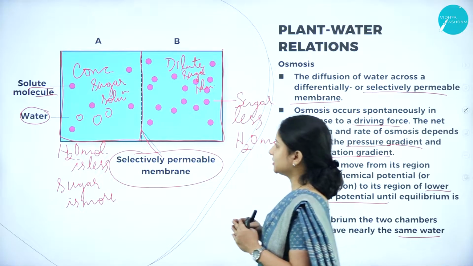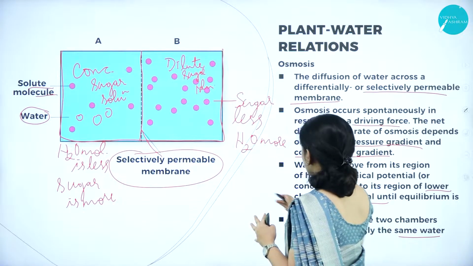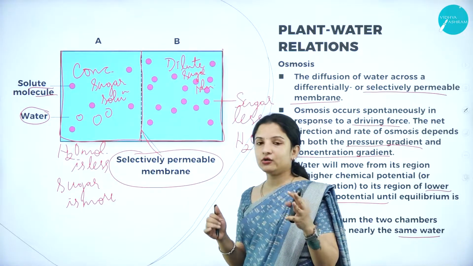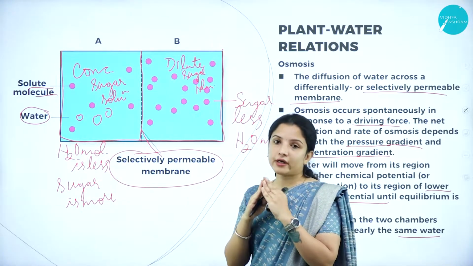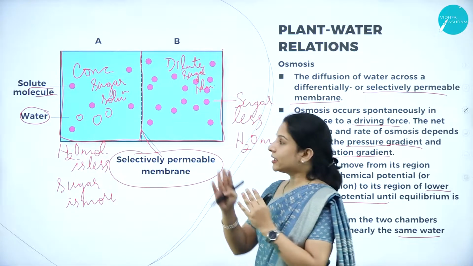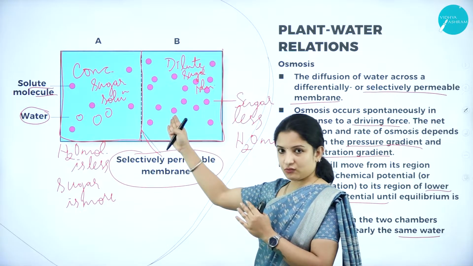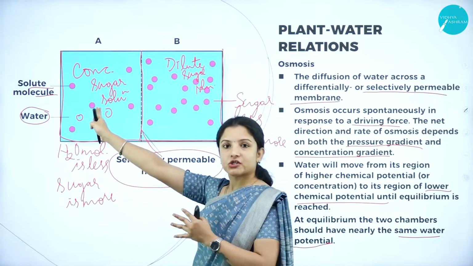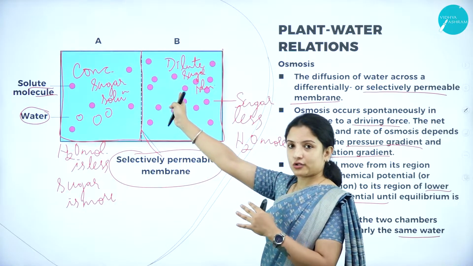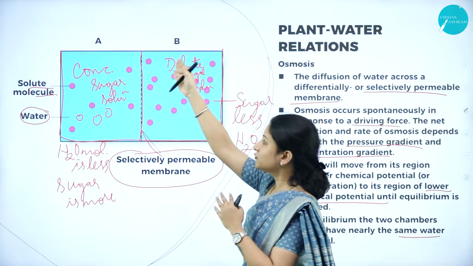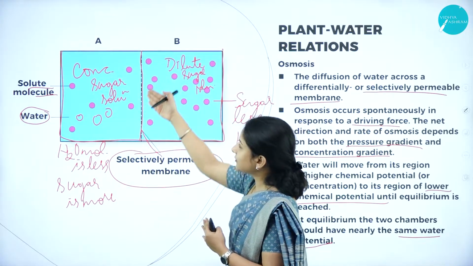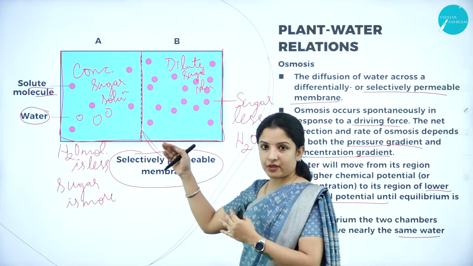So what happens here is, now an equilibrium has to be attained. So what did I tell you? We are talking about the movement of water molecules. So we are talking about the water concentration here. Here water concentration is more. Here water concentration is less. Means from the region of higher water concentration, it has to move towards the region of lower water concentration, passing through the semi-permeable membrane, right?